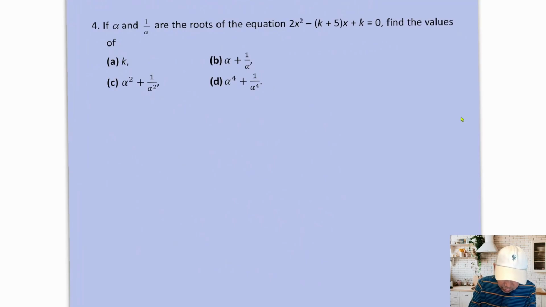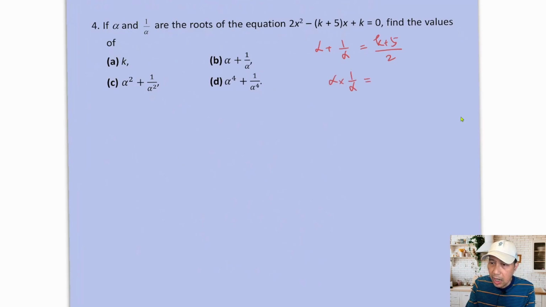In question 4, this time the two roots of this equation are alpha and 1 over alpha. Find the value of k. We do part A first. If we use the sum of roots, alpha plus 1 over alpha is equal to k plus 5 over 2. Now this equation is not useful because there are two unknowns. We should use the product of roots.